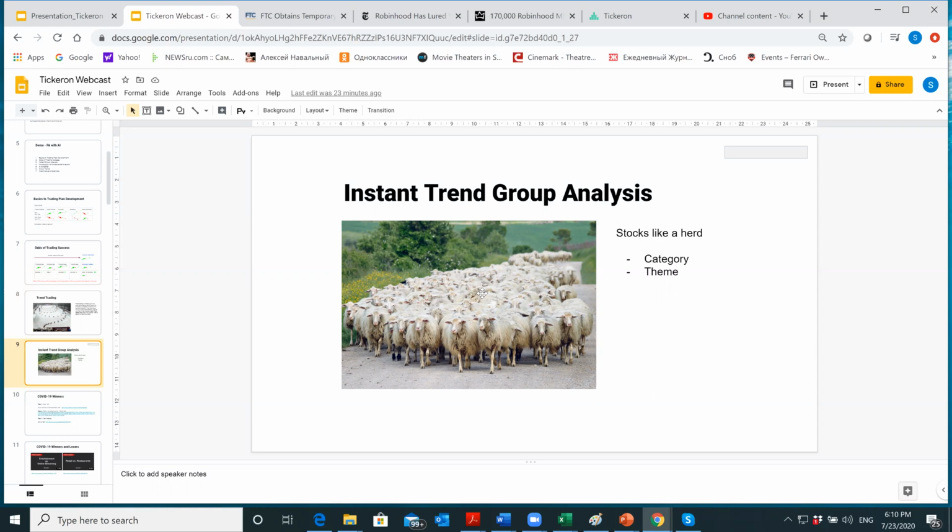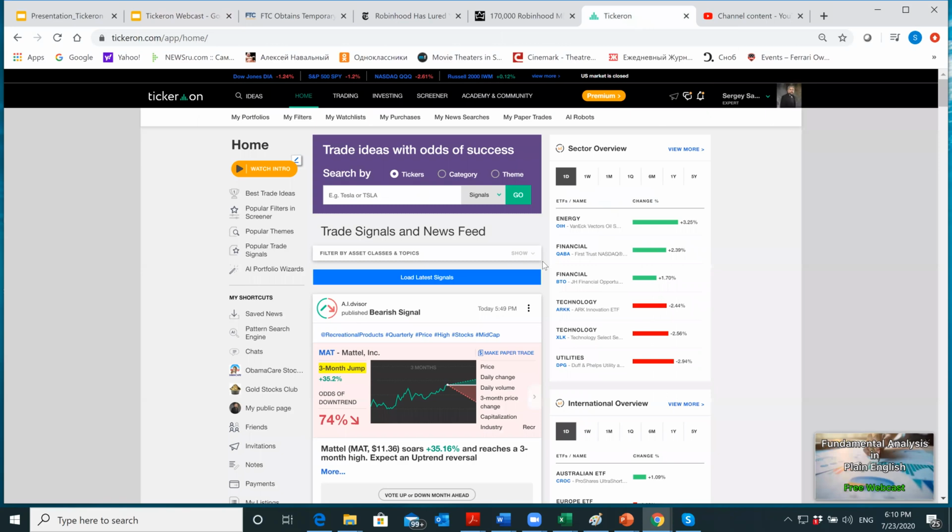But the problem is it takes a lot of computing power to find these groups and a lot of computing power to identify the movements of the groups. That's what we do, okay? So let me show you our website. And this is after login. And what we have, this is a homepage.